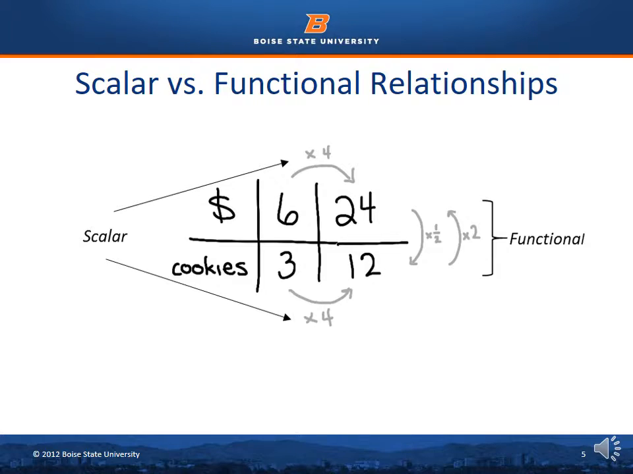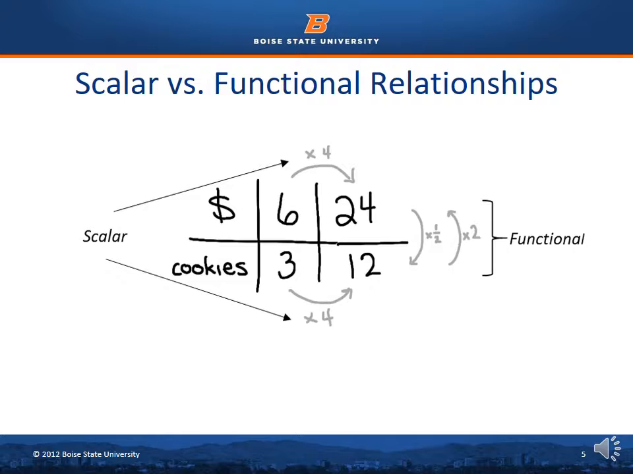Scalar relationships are based on the idea that we can scale ratios up or down to generate equivalent ratios. In this case, the scalar relationship involves the multiplicative relationship between the 6 and the 24, which is times 4. It also recognizes that each quantity in the $6 for 3 cookies ratio can be scaled up by a value of 4 to determine that 12 cookies would then cost $24.